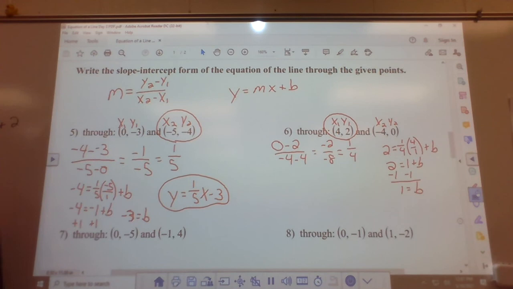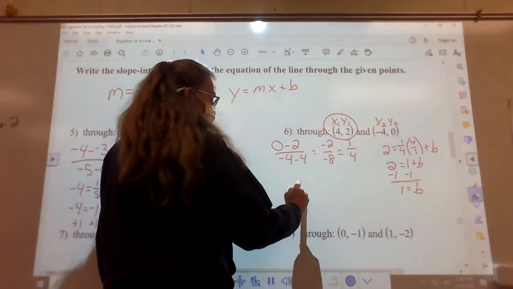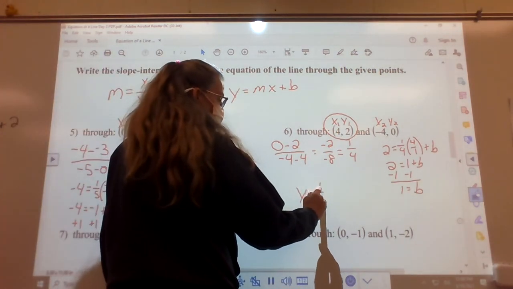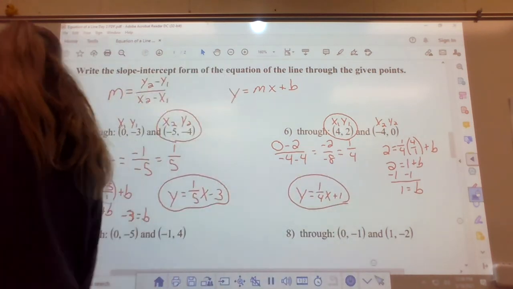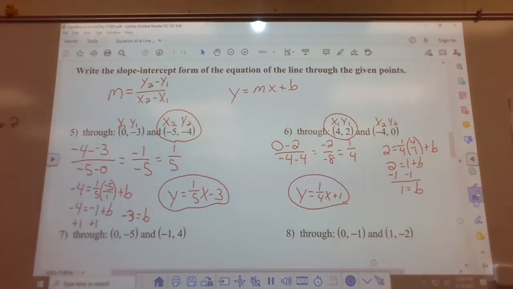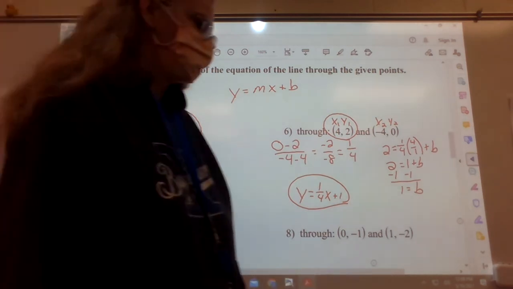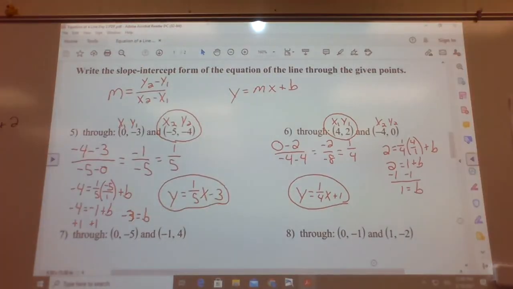Then, like I said before, your final step is just to write everything again. Y equals 1/4 x plus 1. That's your final equation. Well, 5 and 6, are we okay? Everybody done writing?